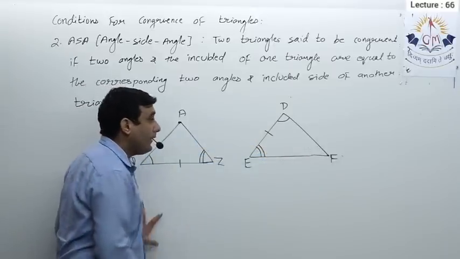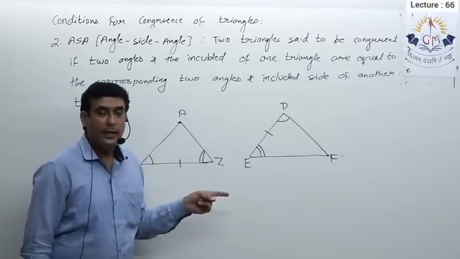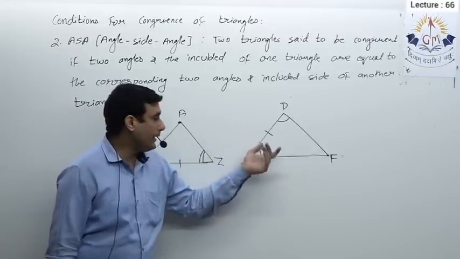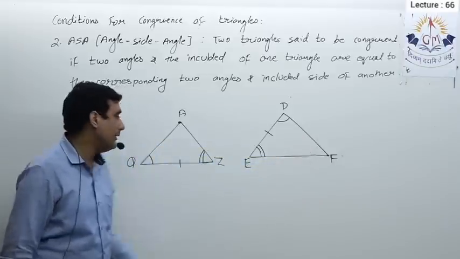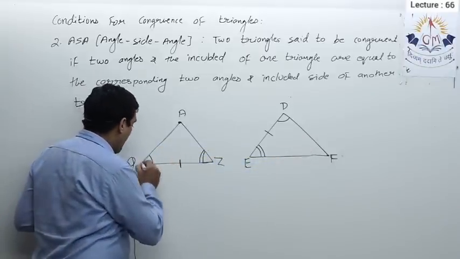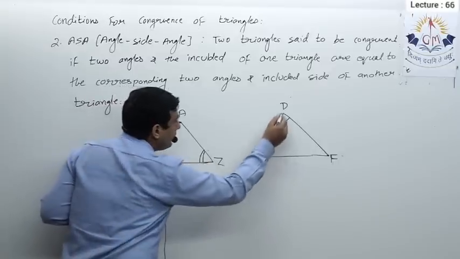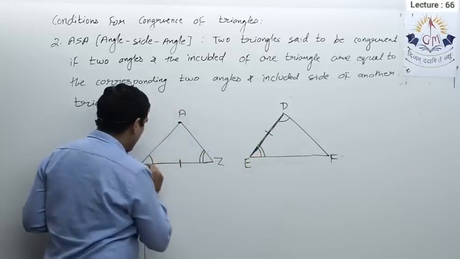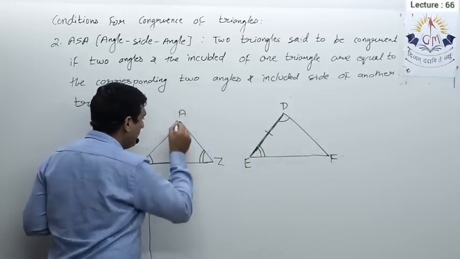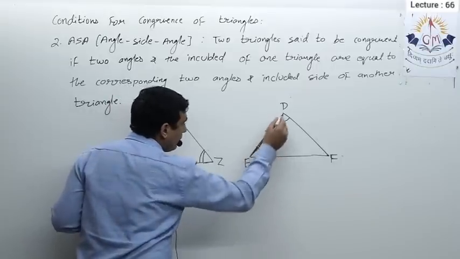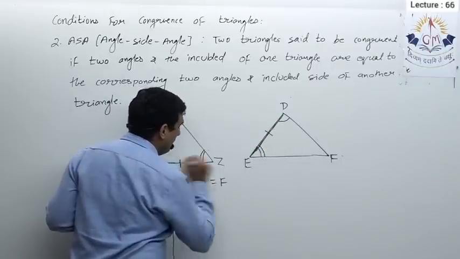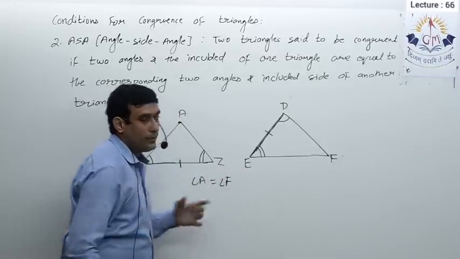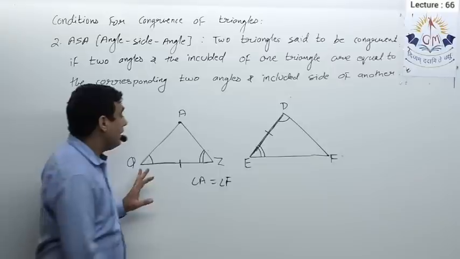Now we have to identify which remaining angle and which remaining sides of the first triangle are equal to which remaining angle and the remaining sides of the second triangle. See, here QZ is equal to DE, it is given. But obviously the angles opposite to these two sides will be equal. That means the angle opposite to QZ is A, isn't it? And the angle opposite to DE is equal to F. So this is also a way to get the remaining parts of the congruent triangle.